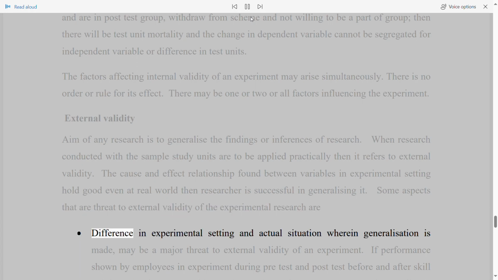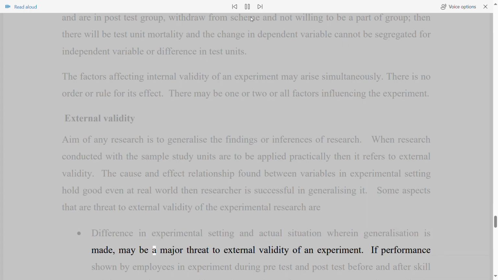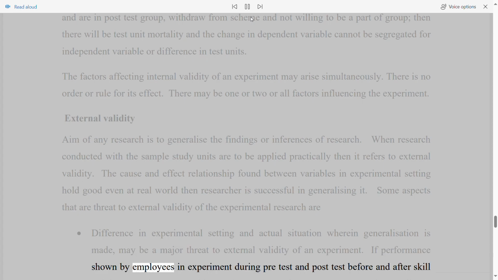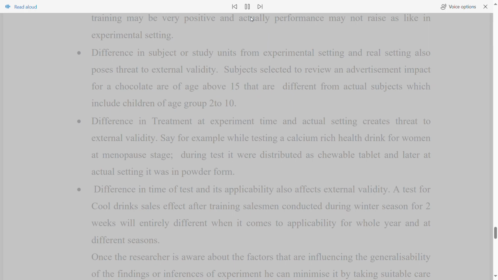Difference in time between experimental setting and the actual situation wherein generalization is made may be a major threat to external validity of an experiment. Performance shown by employees in an experiment during pre-test and post-test, before and after skill training, may be very positive, and actually performance may not rise as in the experimental setting.